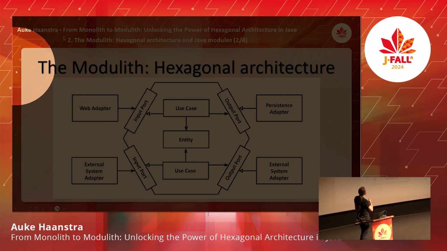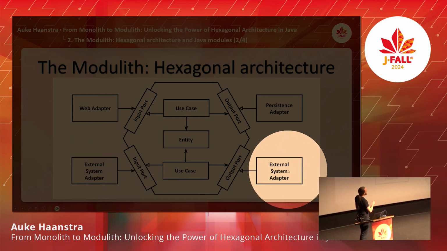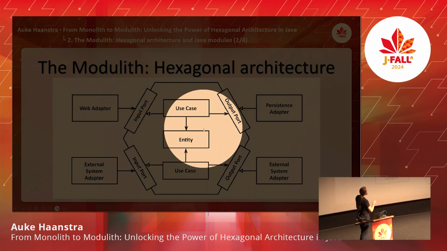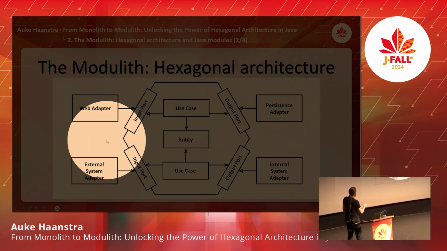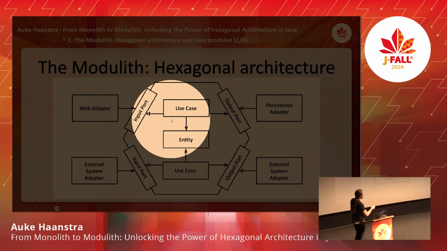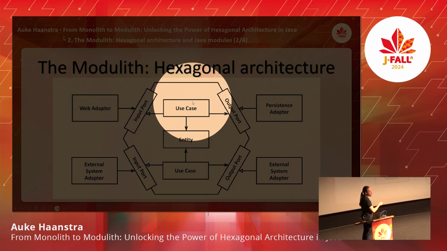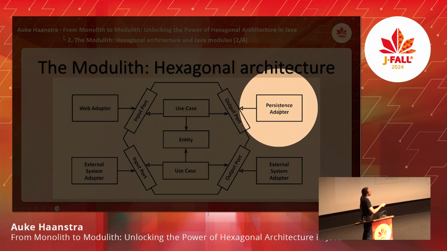And at the outside, you see the web adapter, an external system adapter. You see all kinds of different adapters. And you see the flow going here towards the application core. There you see the flow going outside of the application core. So you've got a web adapter, there's some web requests coming in. It goes via an input port to the use case. Well, that's actually the implementation of a use case, usually a service. Then it goes via the output port to the persistence adapter, for example.